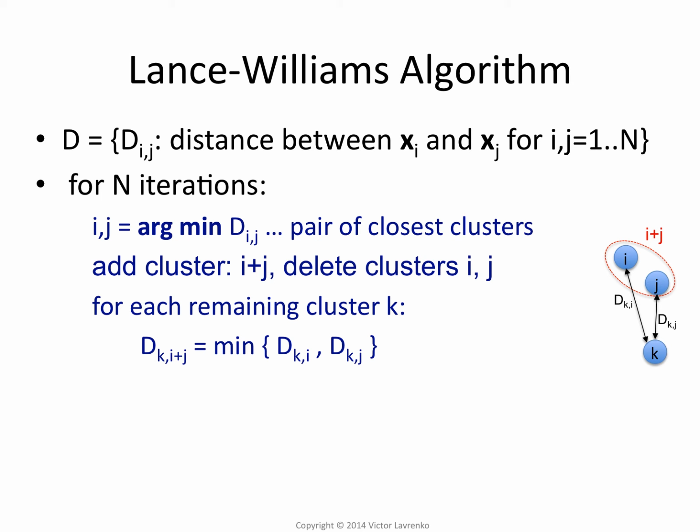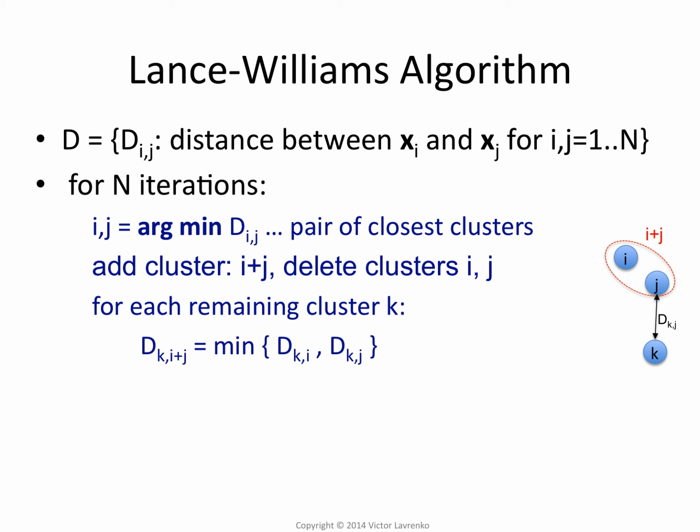If I was doing single link, it would be very easy. I'm going to be connecting k to the closest element of this new cluster i plus j. So k would be just connected to j. So if I was doing single link, I would just take the min. I would look at how far k is from i, how far k is from j, take the smaller of the two values, and that would give me the distance between k and this new cluster i plus j. So for single link, it's very straightforward.